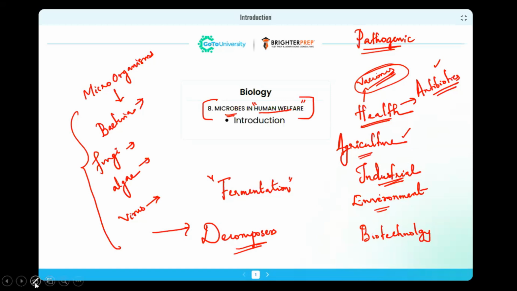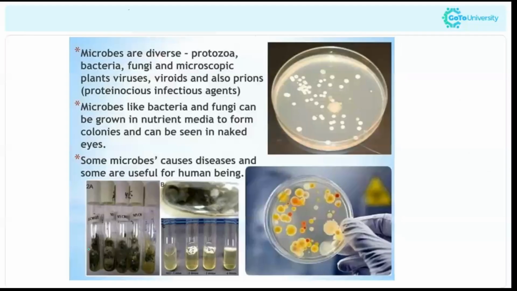So again, welcome to this class. So we are moving to the chapter Microbes in Human Welfare. So as I discussed, microbes are diverse, which includes protozoa, bacteria, fungi, and microscopic plants, viruses, viroids, and also prions, that is proteinaceous infectious agents. So this term is very important in NEET exam. What are prions? So prions are the proteinaceous infectious agents. So you have to remember this term.